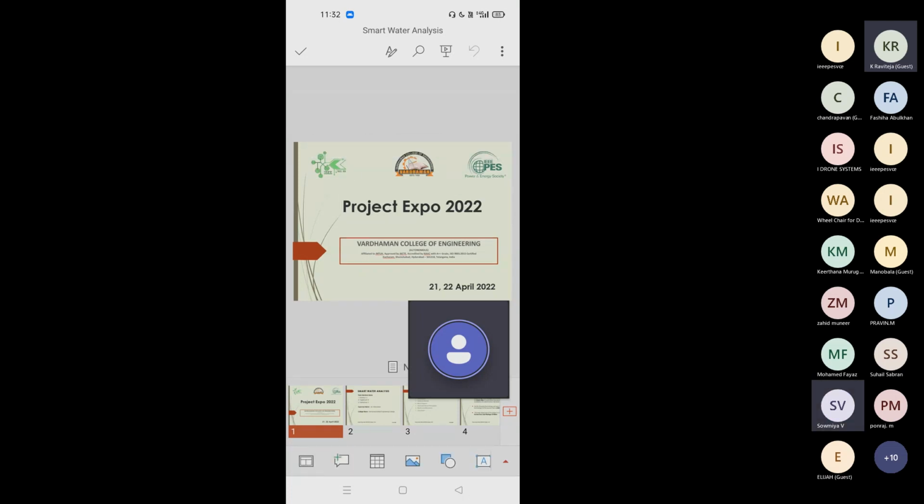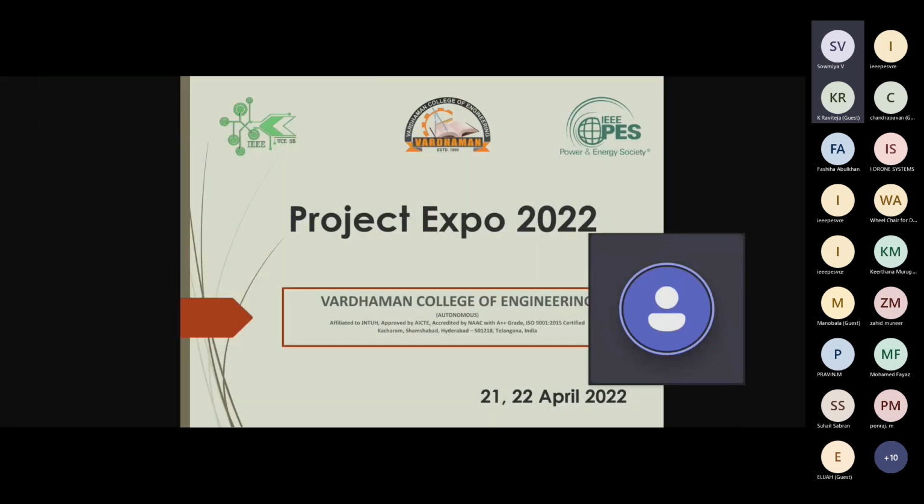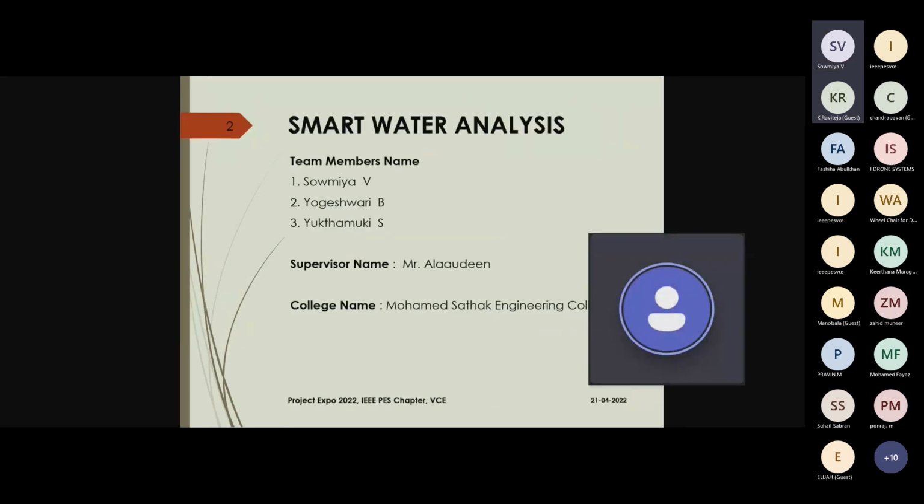Good morning, sir. First of all, I would like to thank Vardhaman College of Engineering for providing such a wonderful opportunity for us. We are a group of 3 members, Soumya Vijayan, Idamhi Sivasankar, and myself Yogeshwari Bhuminathan from Muhammad Sadak Engineering College in Ramanathapuram district. I am currently pursuing 3rd year at the Electronics and Communication Department.